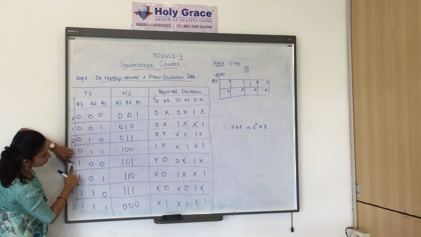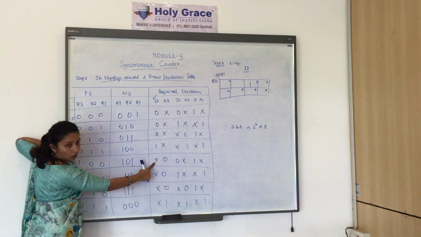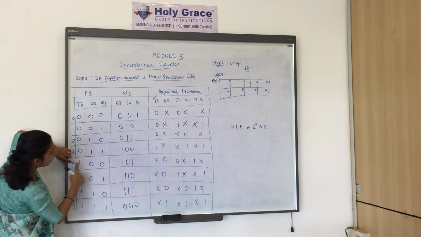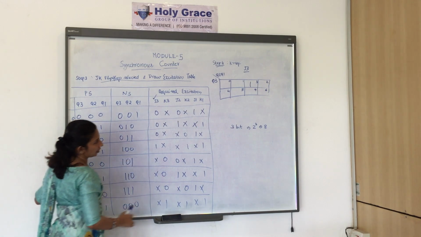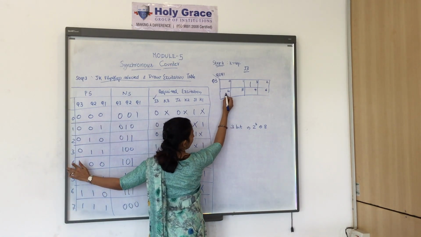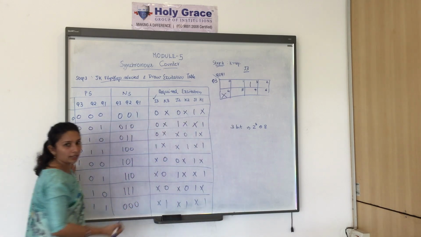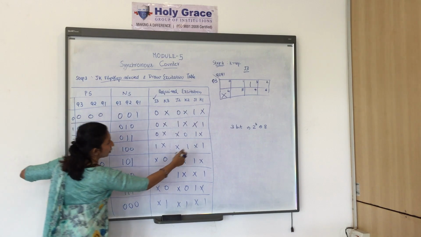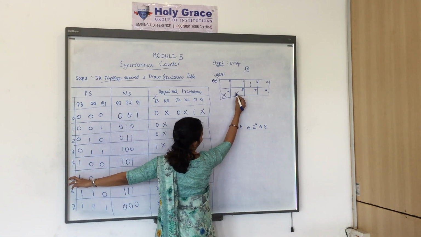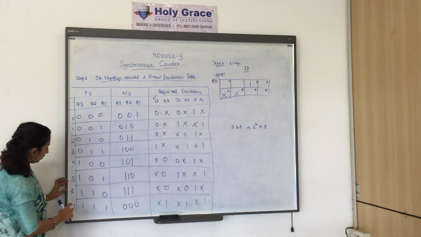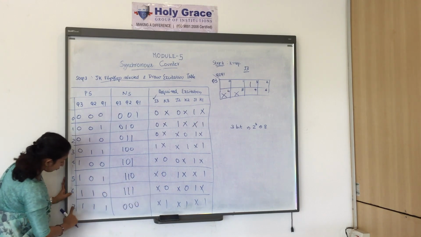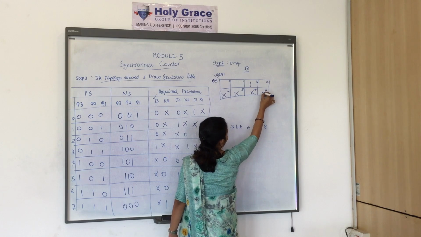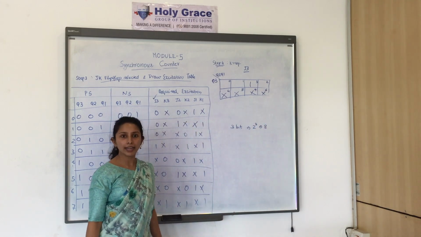Now for the fourth cell, you can see that it is a don't care condition. So I will fill the fourth cell as a don't care. Again, for the fifth, it is a don't care condition, so I will fill it as a don't care. For 6, it is a cross, and for 7 also a cross. So this is how I fill the K-map.